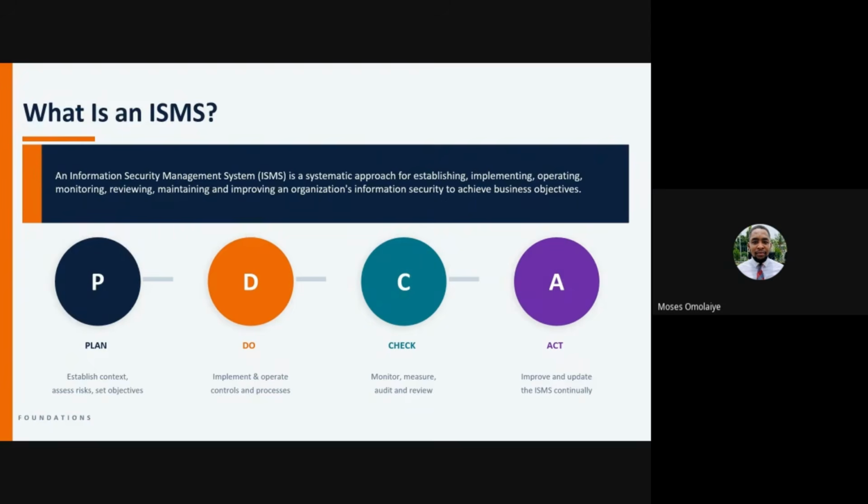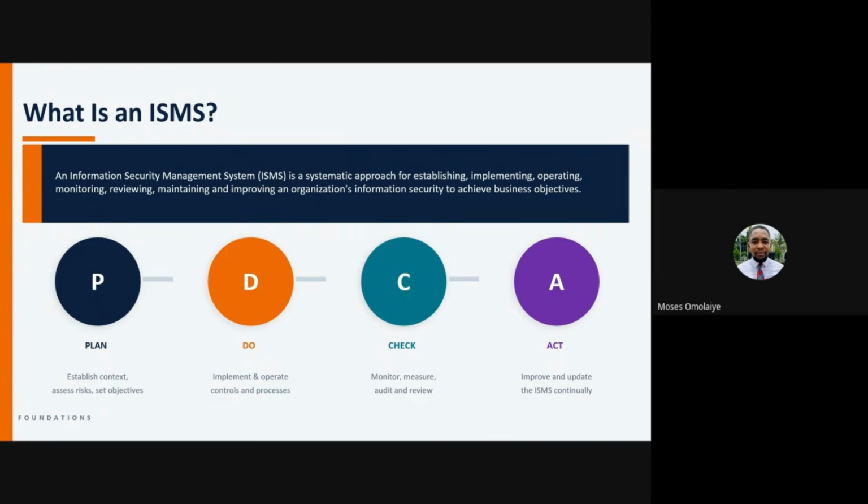To achieve business objectives. So, first of all, you have to understand the objectives and the context of the organization so you know what you're trying to achieve. And with the ISMS, there's the implementation method, which is called the PDCA, which is the plan, do, check, and act.